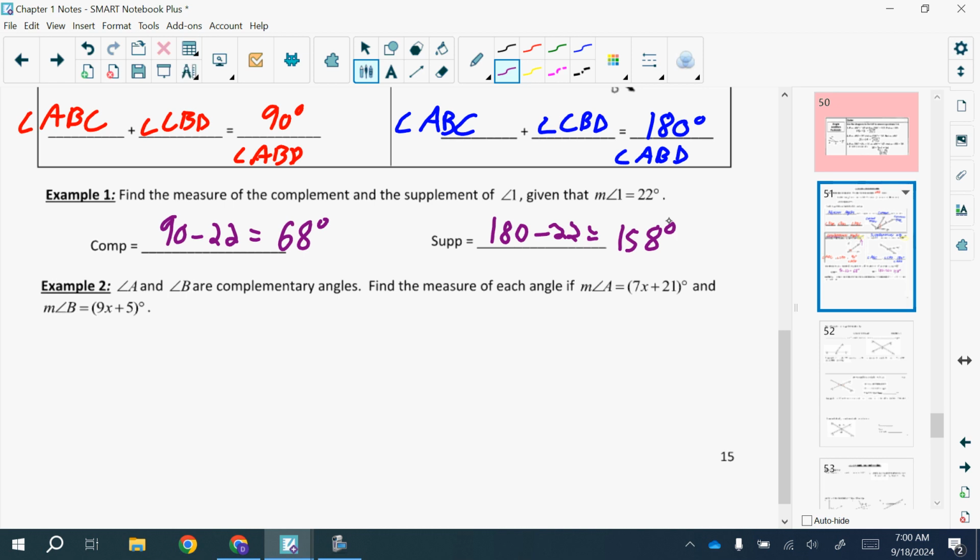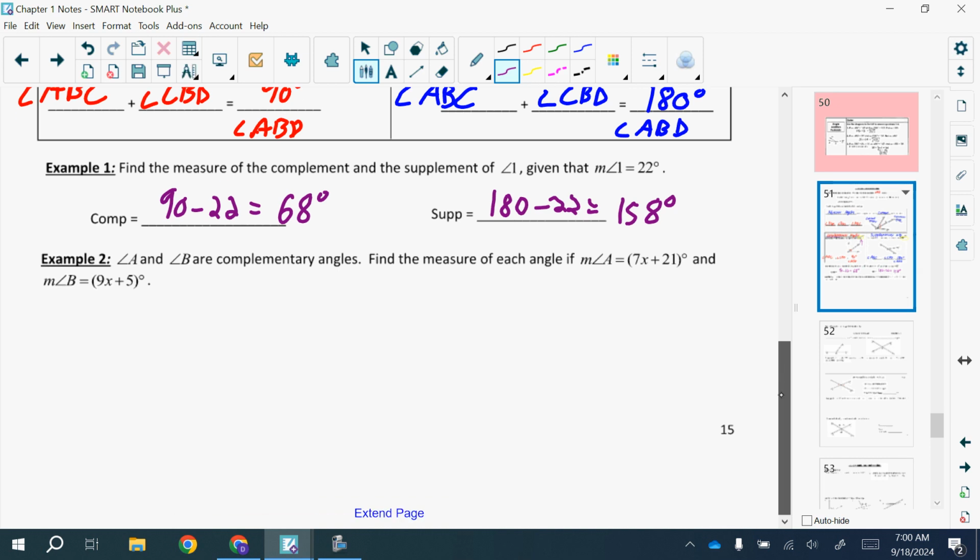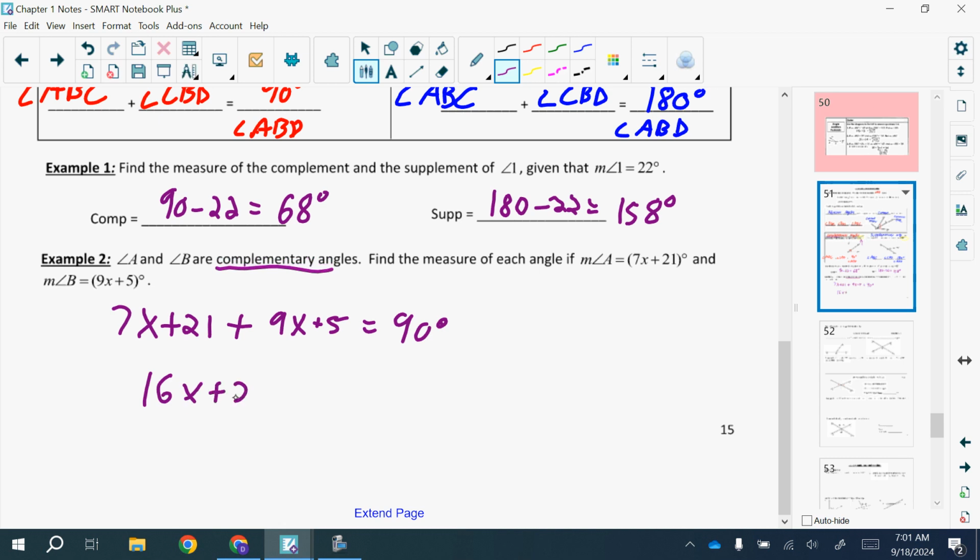So look at example 2. Angle A and angle B are complementary. Measure of angle A is 7x plus 21, and measure of angle B is 9x plus 5. I want you to find the measure of each angle. So again, if they're complementary, they add to be 90. So you can just say 7x plus 21 plus 9x plus 5 equals 90 degrees. Combine your like terms, so 16x plus 26 equals 90 degrees. Move your 26 over, and you get 64. Divide by 16, and you get that x equals 4.